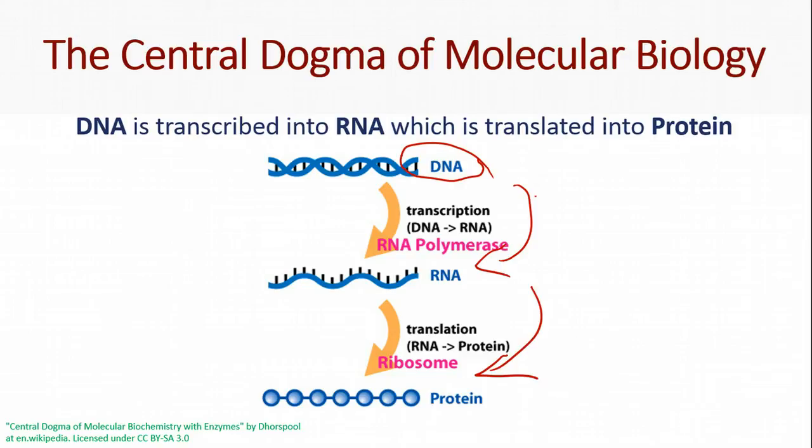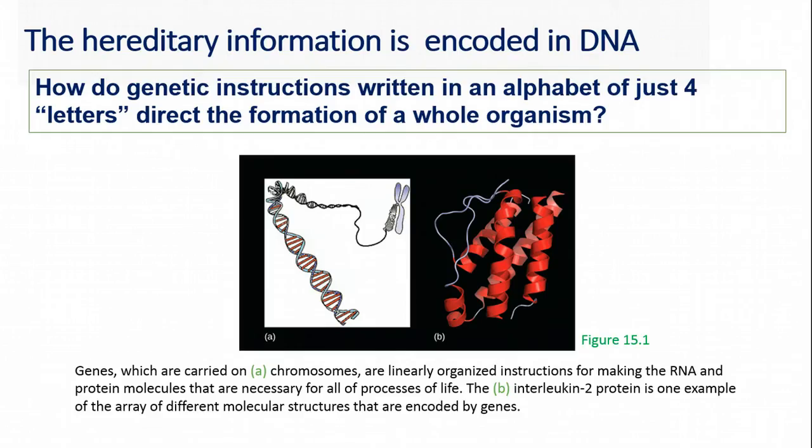Last time we talked about how DNA is replicated. Today we're going to talk about the process of transcription into RNA and translation into protein. So the basic principle here is that genetic instructions written in the language of DNA, which is just G's, T's, A's, and C's, directs the formation of proteins and also a whole organism. So the way this works is that genes, which are carried on a chromosome, like we talked about last time, are linearly organized instructions for making RNA, and that RNA is the instruction for making protein molecules.